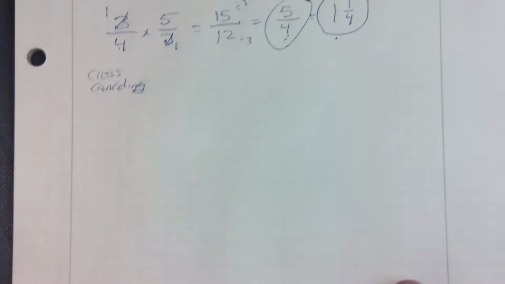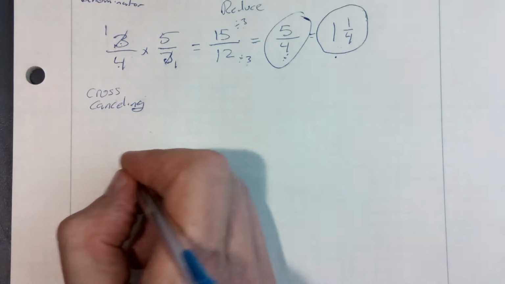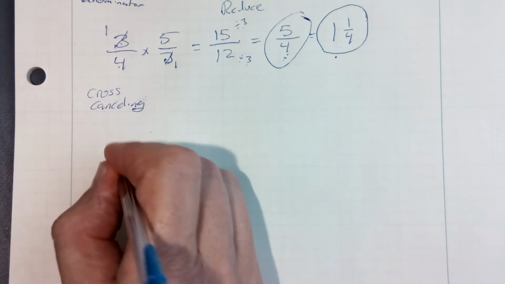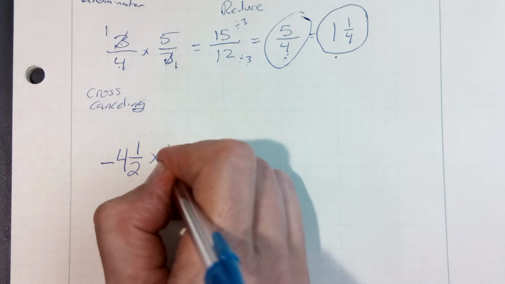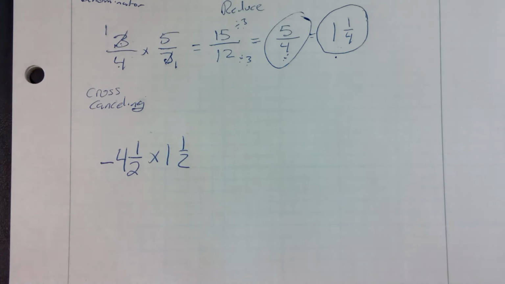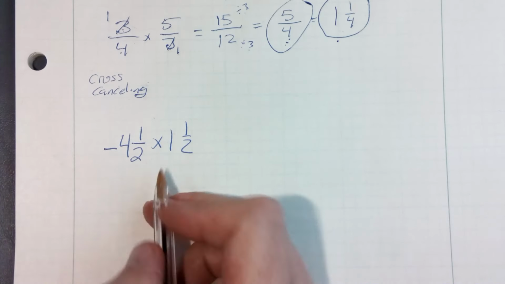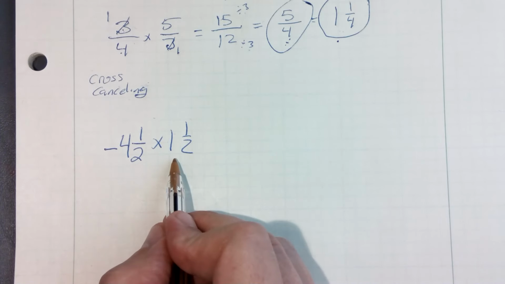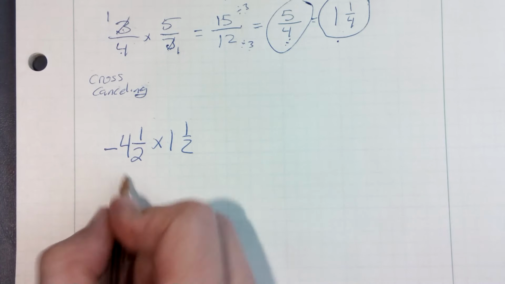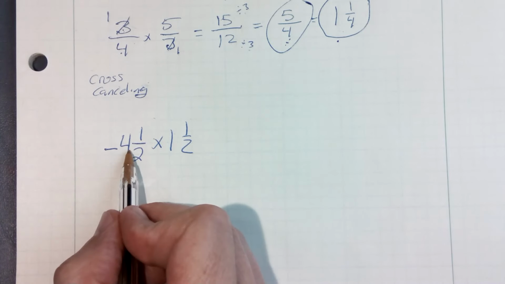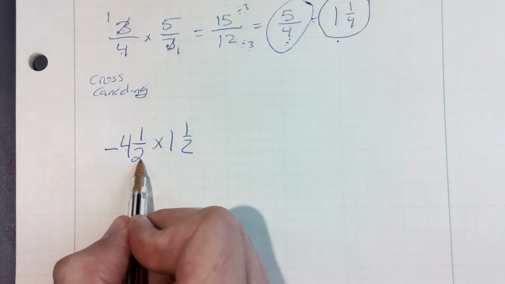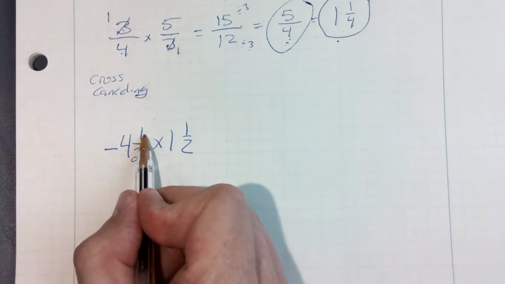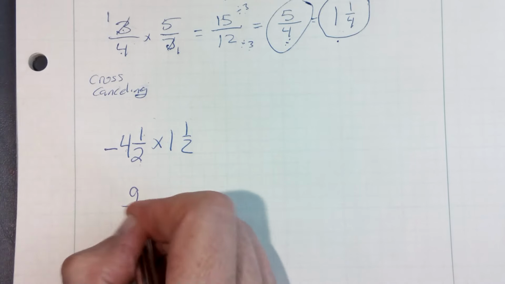Now let's quickly talk about mixed numbers. We have to be very careful with mixed numbers when it comes to multiplying. We cannot do it as a mixed number. So let's do -4 1/2 times 1 1/2. Now, when it comes to multiplication and when we get to division, we have to convert these to improper fractions. So remember, the way we do that is we take the whole number and multiply it by the denominator. So 4 times 2 is 8, and we add the numerator. So the 4 times 2 is 8, plus the 1 is 9. So we get 9/2. That is negative.